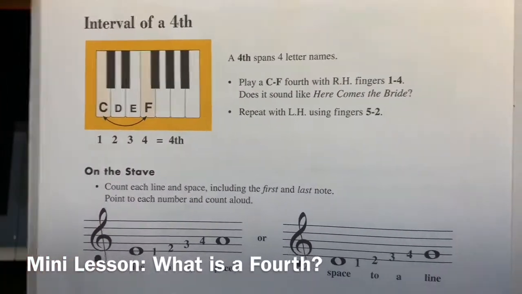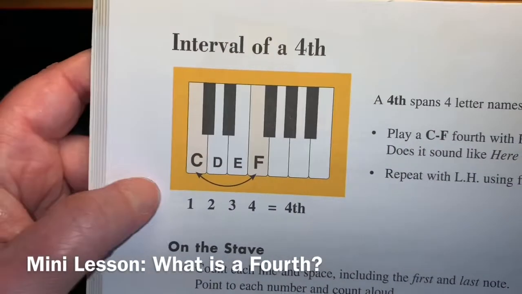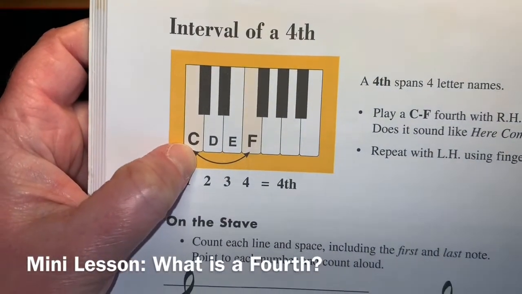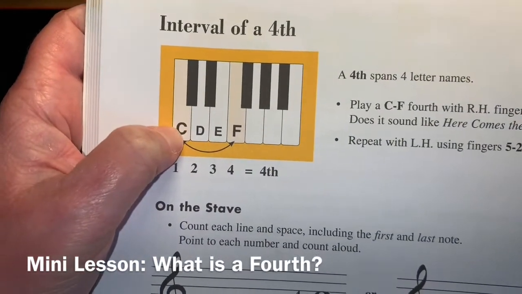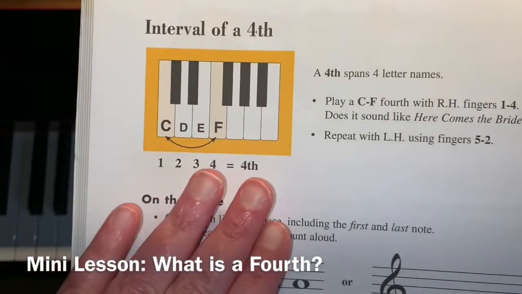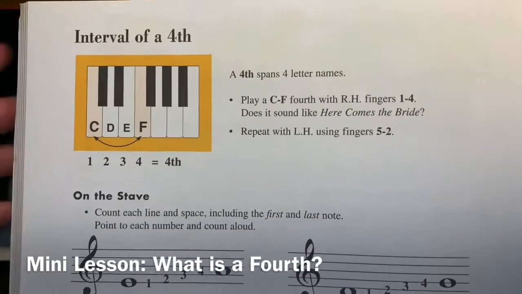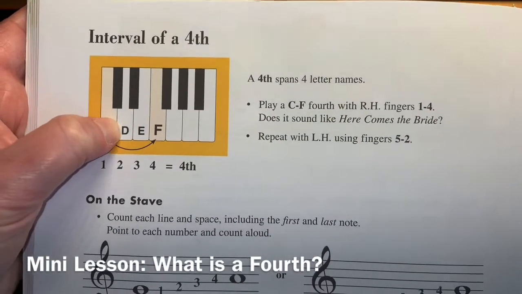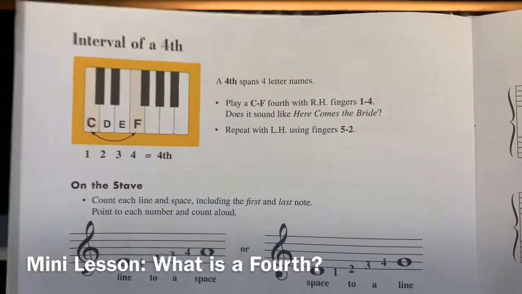1, 2, 3 keys. A fourth takes it one step further. So when we have a fourth, we are skipping 2 keys in the middle. We're going from C to F, and you can see we can number them 1, 2, 3, 4, which is why they are called a fourth. A fourth spans 4 letter names. C is number 1, D is number 2, E is number 3, F is number 4.